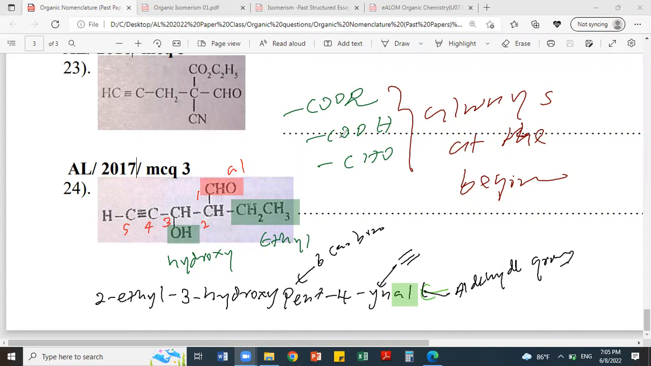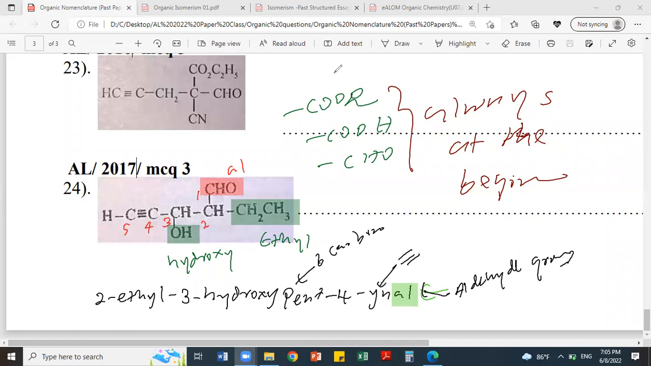Why can't we write 4-formyl instead of al? Good question. Remember, first we are trying to get the longest carbon chain. If you write this as formyl, then it becomes a side group, a substituent group. Then we have to name this as an alcohol. But CHO has the highest priority. In the presence of the CHO group, OH becomes the side group, hydroxy. Otherwise you would have to name this as an alcohol, 3-ol. 1-formyl, 3-ol. That is wrong.